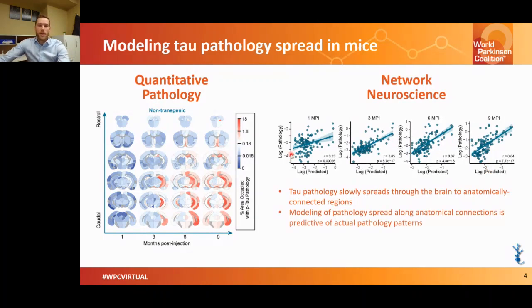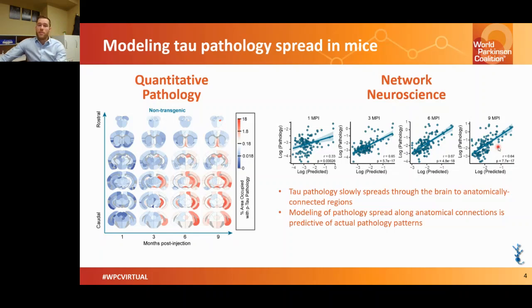When he does that, we get predicted pathology for all the same regions, and we plot those values against actual pathology. We find that we're able to predict to a substantial degree how much pathology is in each region over time. Eli has found that the best model incorporates spread along neuronal connections in both the forward and backward direction, with a preference for backward or retrograde spread in cells.